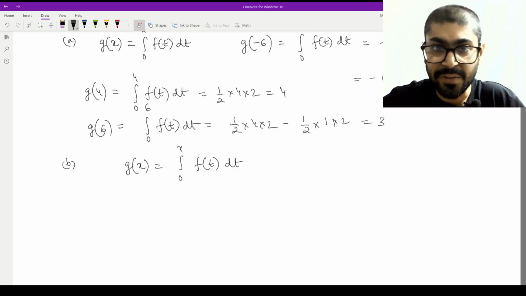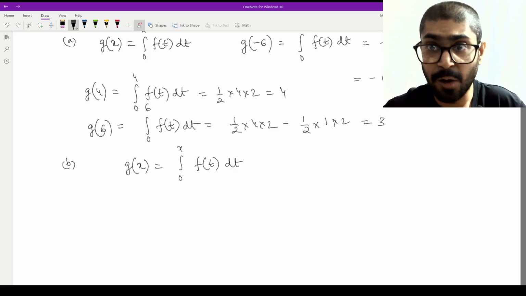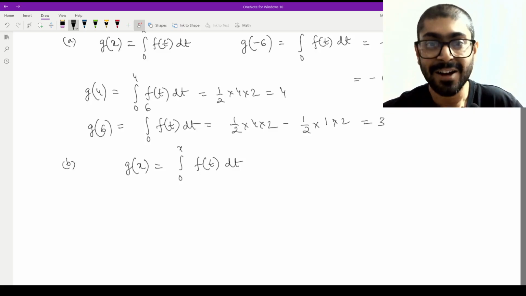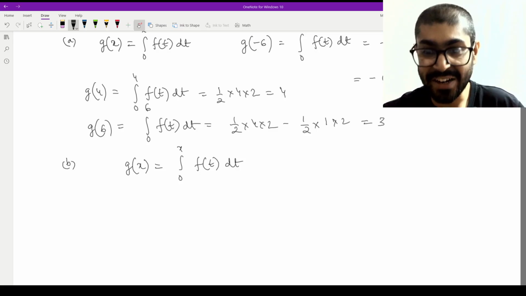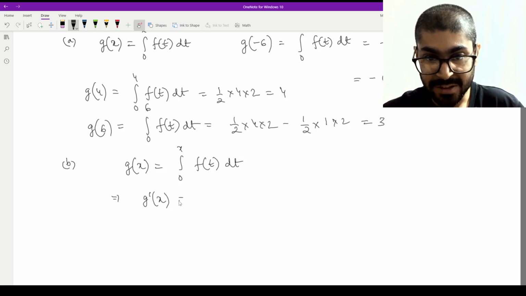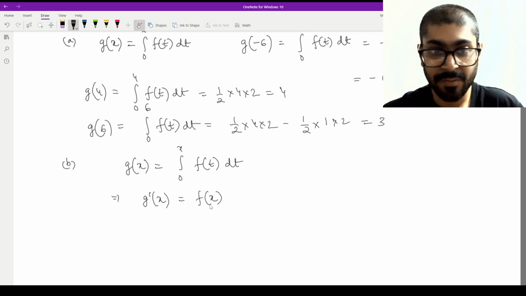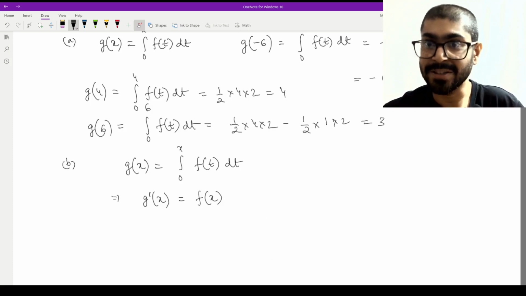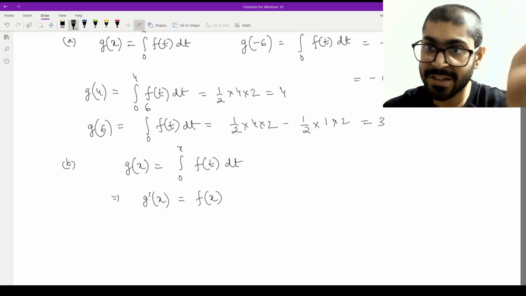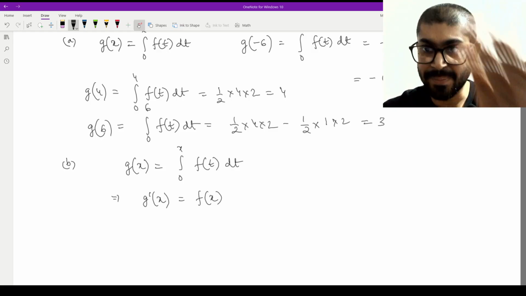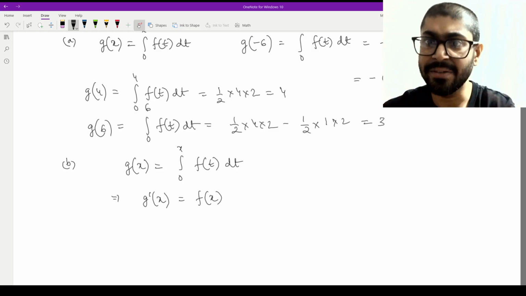Alright, g of x is given to be the integral from 0 to x of f(t) dt. Now we would have to calculate g dash x. Now if g of x is the integration of f(t) dt, clearly g dash x would be equal to f(x), right? That's from the basic principles of calculus. If g of x is the integration of something, then the differentiation of g of x will be that something, right? The integration sign is technically the antiderivative, so the derivative of an antiderivative is the original function. Alright, so g dash x is f(x).